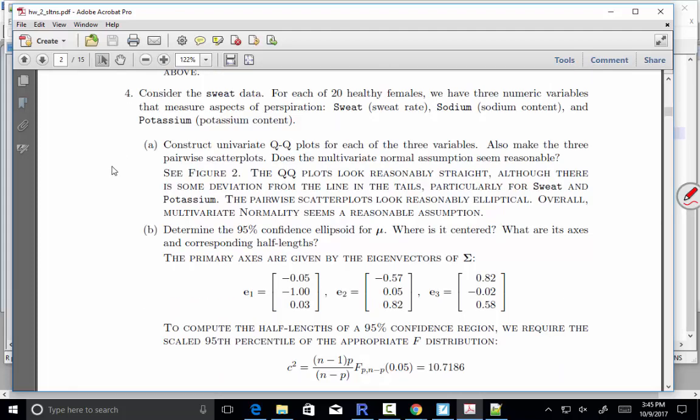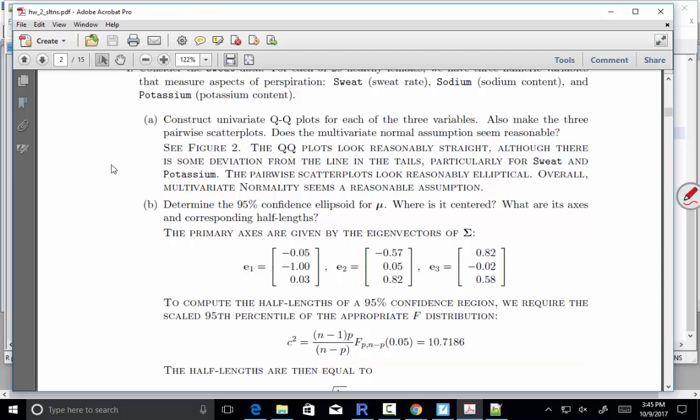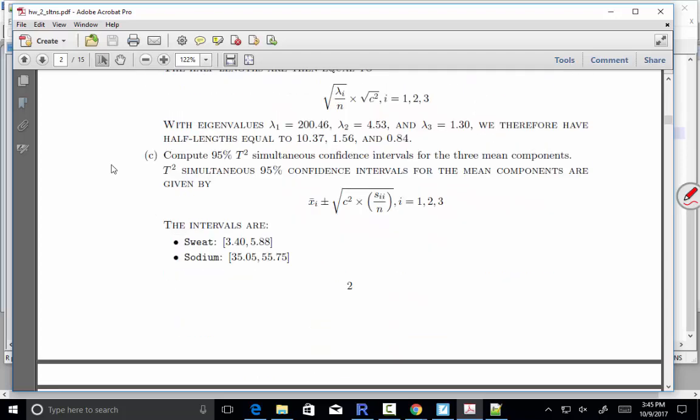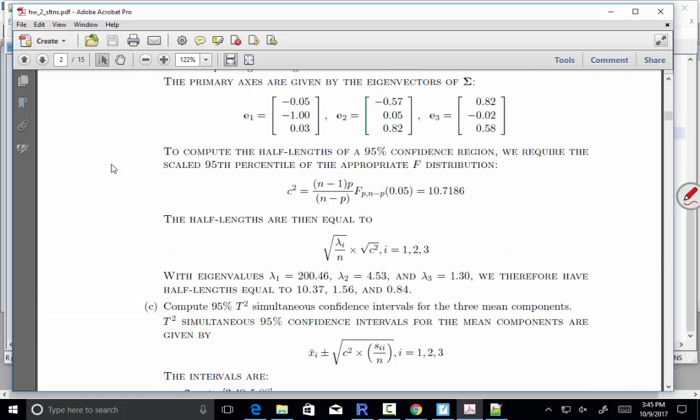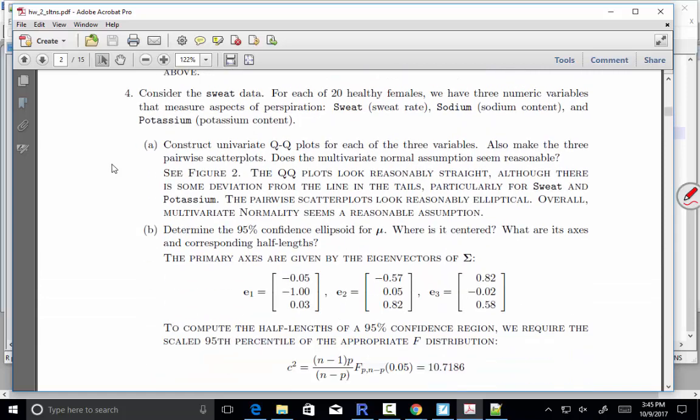Number 4, I think, will be good to go through on your own in detail, because this will be very much like what I'll ask you to do on the exam if you get that problem. Inference on a single mean vector. In this case, we had 20 people. N is 20, and P is 3 variables.